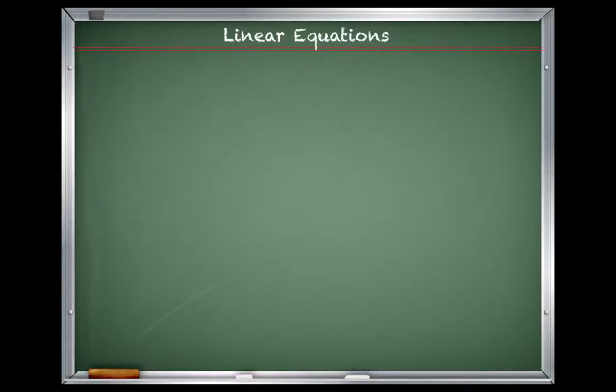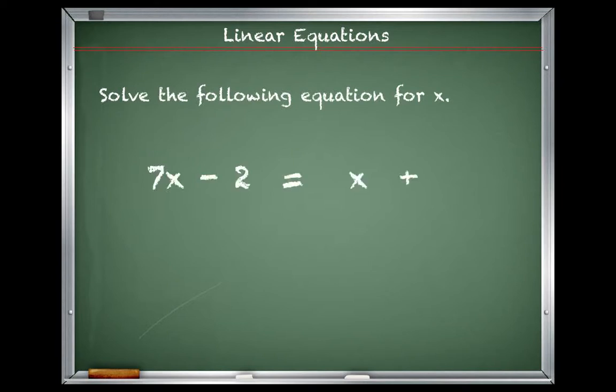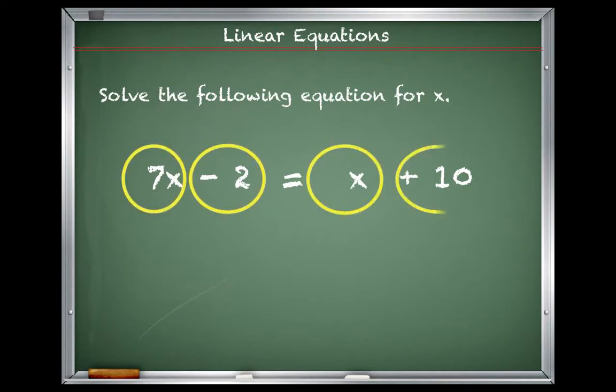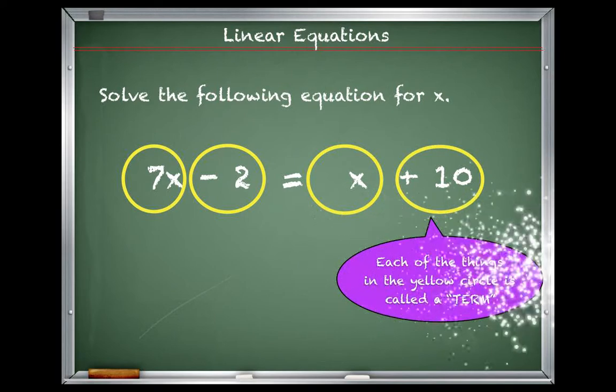We're going to look here at how to solve a linear equation. So let's have a look at the equation: 7x minus 2 equals x plus 10. If we look at the things that are circled in yellow here, each of these things is called a term.